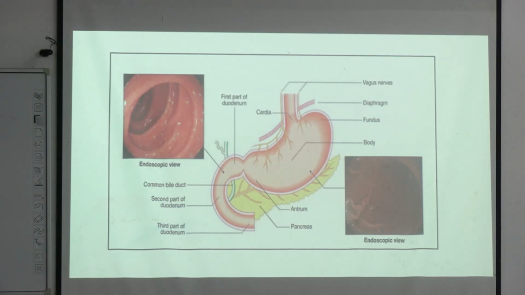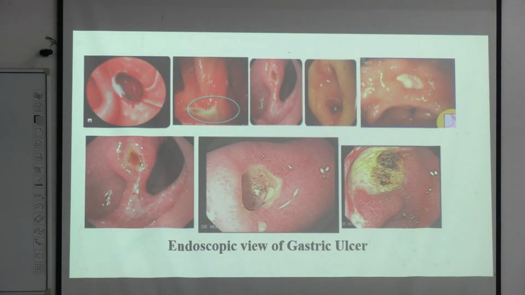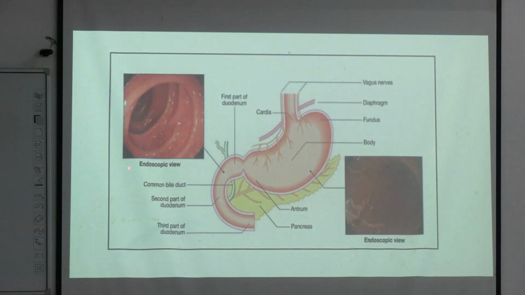So, this is the first part of the duodenum. You see the duodenal mucosa is looking like this. Now, when that protective mucosal barrier is destroyed by any means, due to excess HCl production or due to drugs also, this type of ulcers will be formed. So, if you put an endoscope, you will see an ulcer like this. So the ulcer looks like this, which is not the normal cell. Normal structure is like this. This is the normal structure of the gastric mucosa.